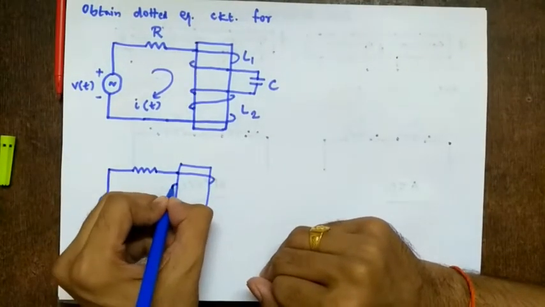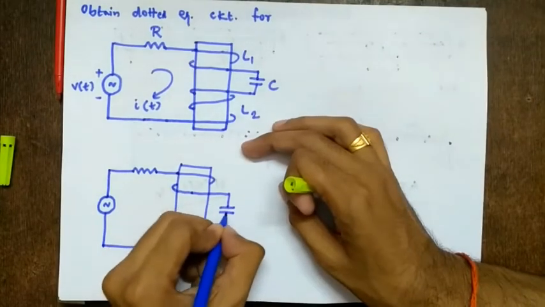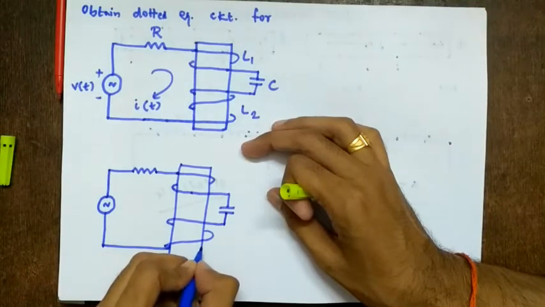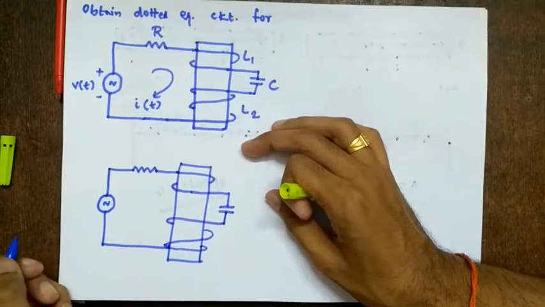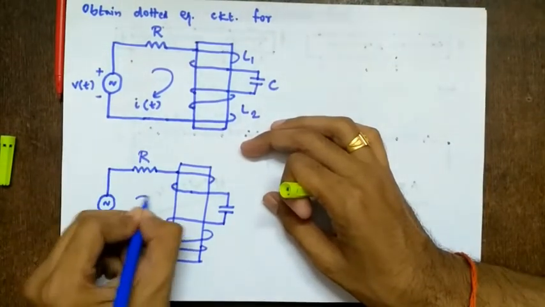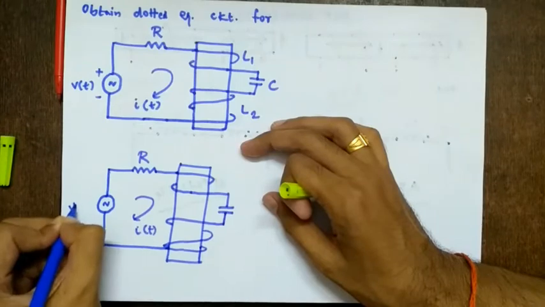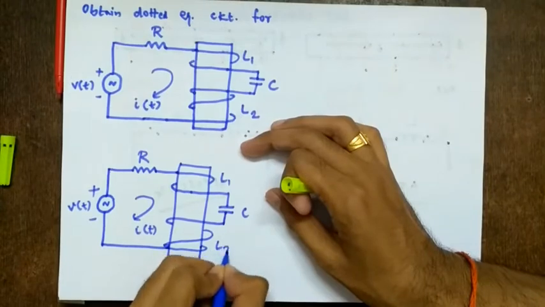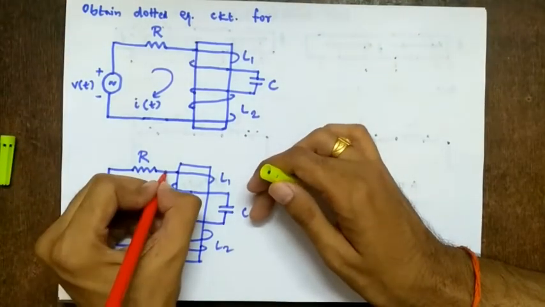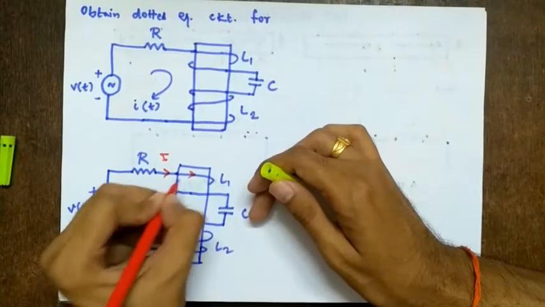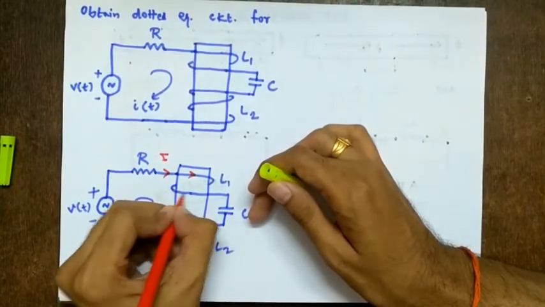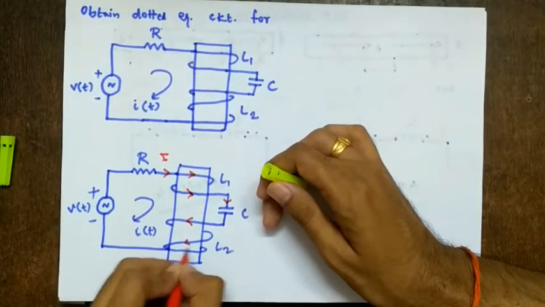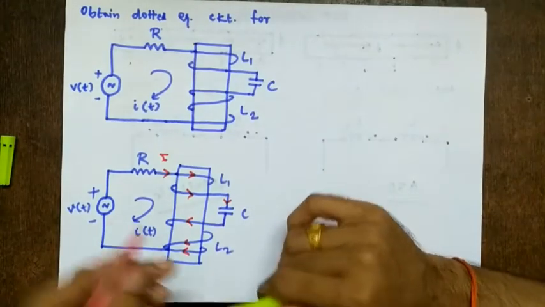Here it is going like this. Here it is coming here, right? So this is R, this is i of t, V of t plus minus, C, L1, L2, right? So let me use the green pen to show the current. So this is my current i. How is it going here? Like this, towards right. Inside it is going towards left. Here it is going towards right. Here downwards. So here it will be like this, right? So now the next step is what?